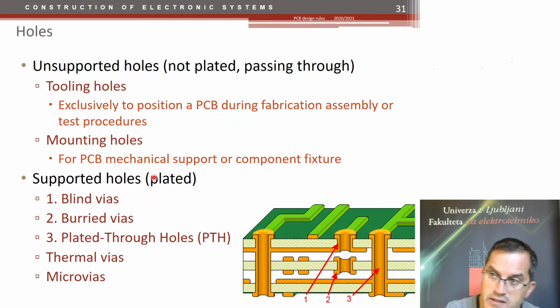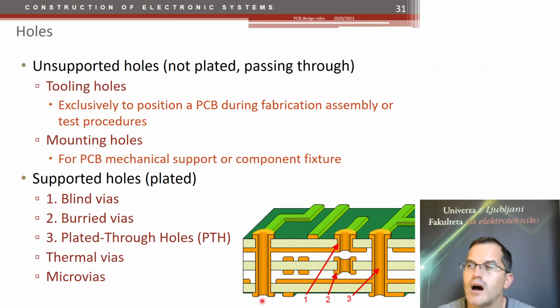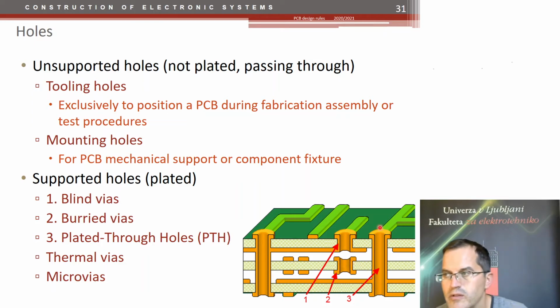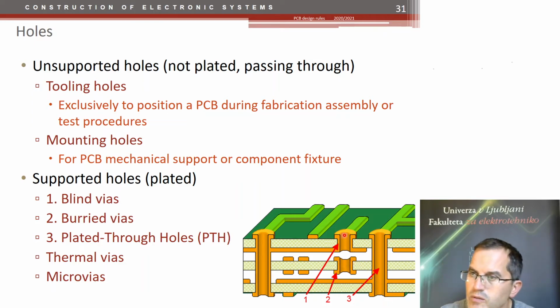Supported holes, which are plated, which have copper plating, are divided into three or even more subgroups. Blind vias are number one, buried vias number two, and plated through holes number three. The blind vias can also be microvias, and some of the plated through hole vias are also intended for thermal conduction, so they are called thermal vias. So you can increase the thermal conductivity vertically through the PCB by applying thermal through-hole vias.